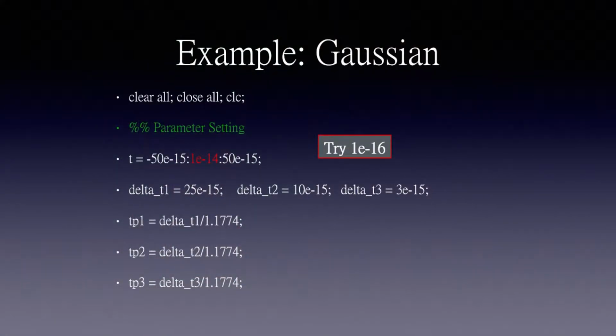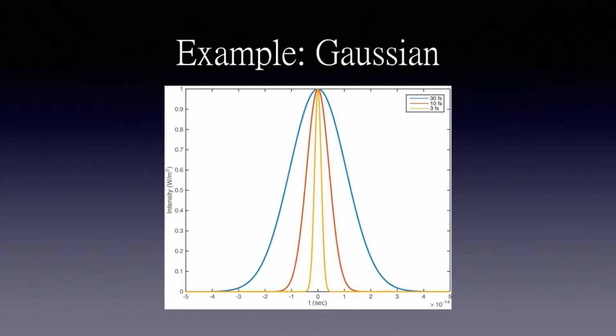1 times 10 to the negative 16. So it's far smaller. It is like 100 times smaller. We had 5 points. Now we should have 500 points. And then you get this, right? After changing the number we get this Gaussian pulse. So good.